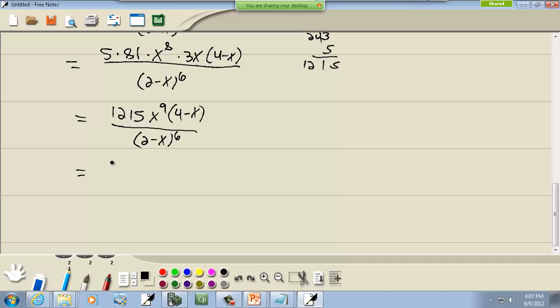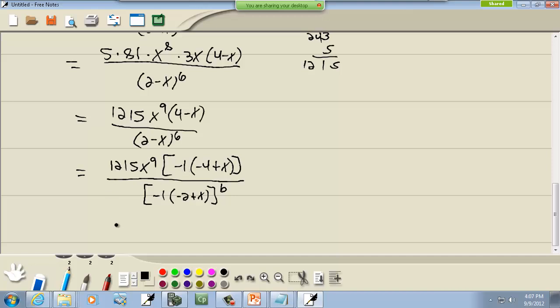What you can do is you can factor a negative 1 out, and when you do that, it flips the sign of both of these. So that becomes negative 4 plus x. You can do the same thing down here, factor a negative 1 out, and that gives you negative 2 plus x.